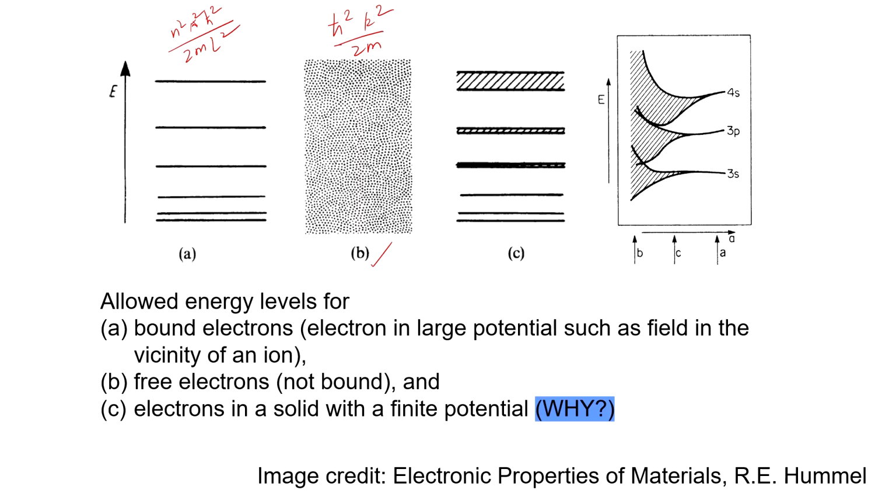But what happens for an electron within a finite potential, that is, in a solid? What we encounter is these bands. We have thin bands at the bottom, and these bands become broader and broader as you go to higher energy states. If you bring the atoms very close to each other, the bands start overlapping.